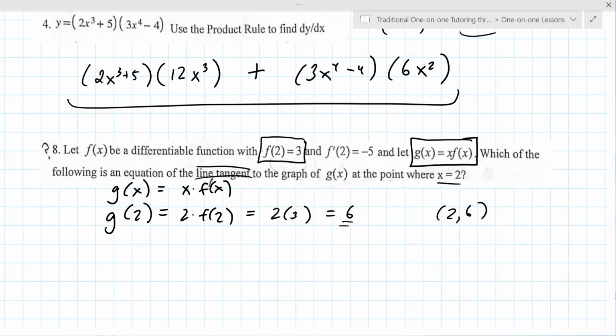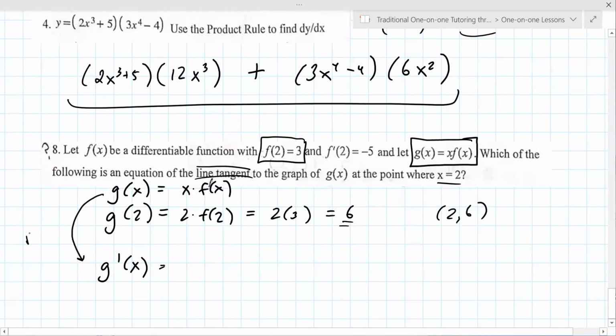So now though, you have to take the derivative of g prime of x. But you don't know g prime. You don't know what g of x is. That's right, but you know that it's x times f of x, so you can use product rule. Product rule on what? On the x times f of x. So x is like u, f of x is like v.